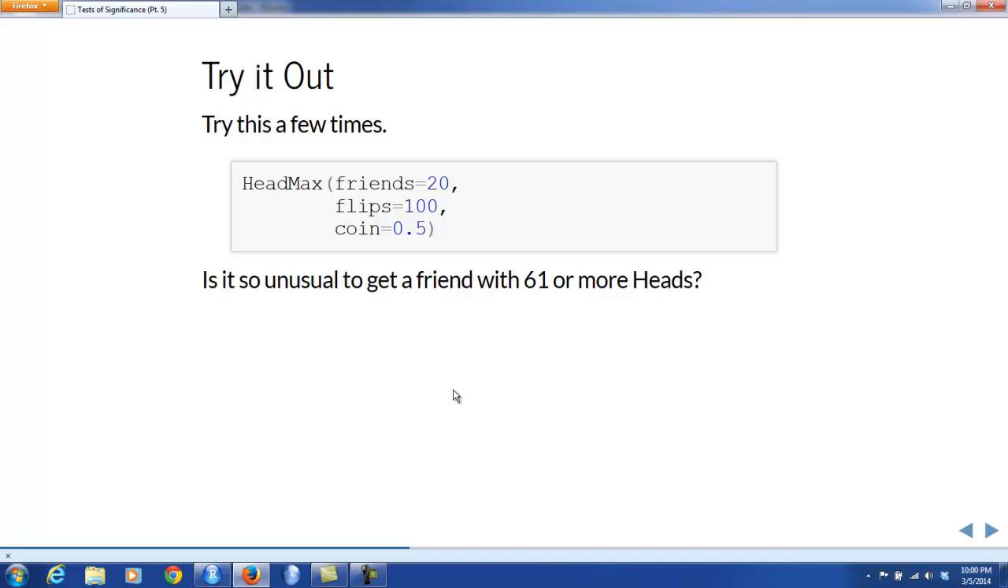Once you have taught R that function by running that code, then call the function with the argument friends is 20, flips is 100, and the coin supposedly was a fair coin, and if nobody has telekinetic powers, it remains a fair coin at probability 0.5 of heads. This is going to simulate that entire experiment, and it'll return to you the largest number of heads that anyone got. So what you want to do is run that function several times, and just see how often the maximum is 61 heads or more. You'll find that it's not so unlikely an event.